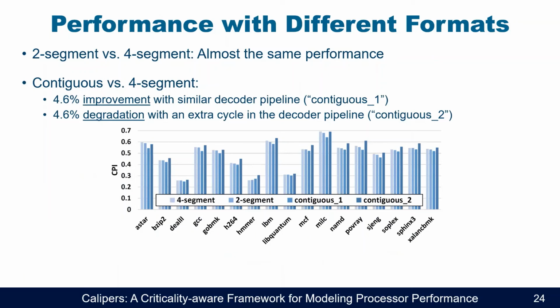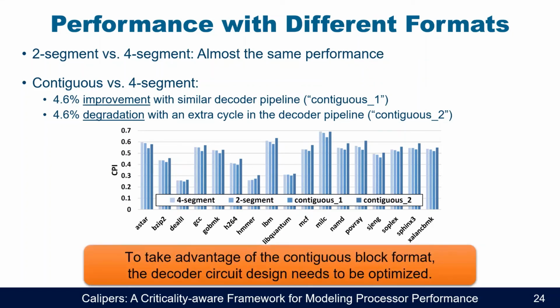The performance with different block formats is shown in this chart. There is little difference between the 4-segment and 2-segment formats. For the contiguous format, we consider two cases. One is assuming the decode logic has no impact on clock frequency, and the other is the decode logic requires an additional cycle. When there is no impact on the clock, the contiguous format provides 4.6% performance improvement, which is due to the sooner availability of earlier block instructions. On the other hand, when there is the extra penalty cycle, the contiguous format degrades the performance.